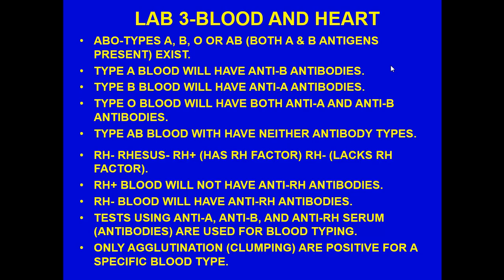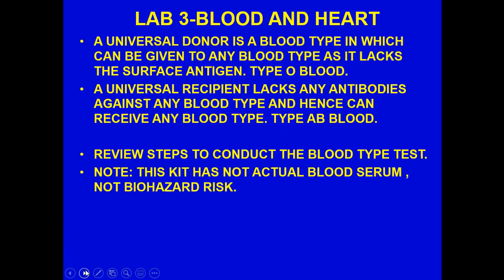And when we do a blood typing, we would test for anti-A, anti-B, and anti-Rh serum in the antibodies. We will also do agglutination tests, and see if they are positive for a specific blood type. What do I mean by this? You'll see this in a second. I've mentioned the universal donor and the universal recipient. You need to know those. You will want to review the steps to conduct a blood type test. And as I mentioned before, if we did this in the lab, we would not be using actual blood serum due to the biohazard risk of bloodborne diseases, etc. And we use certain reagents.